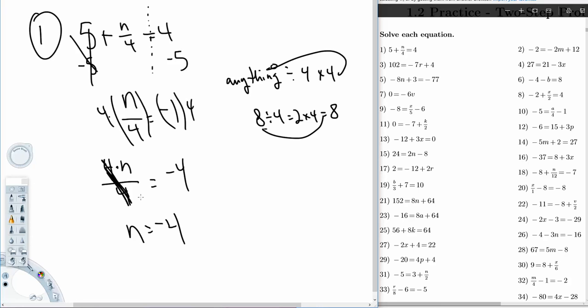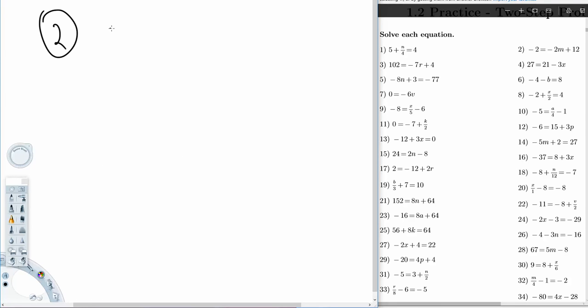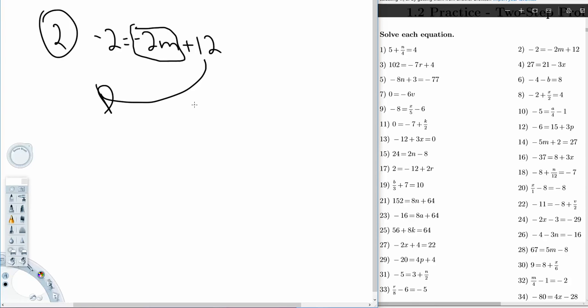All right, moving along. Number 2: negative 2 equals negative 2m plus 12. So this is what we want to keep on the right-hand side, and we want to get rid of all this stuff and put it here. So the way we do that is we do minus 12 on one side and minus 12 on the other. So negative 2m plus 12 minus 12 equals negative 2m, because this cancels. Negative 2 minus 12 equals negative 14. So we're left with negative 2m equals negative 14.